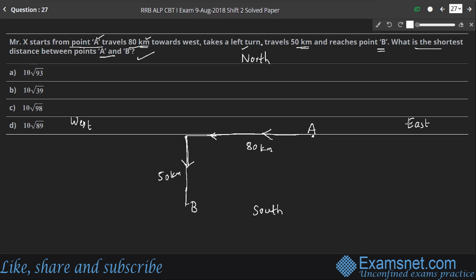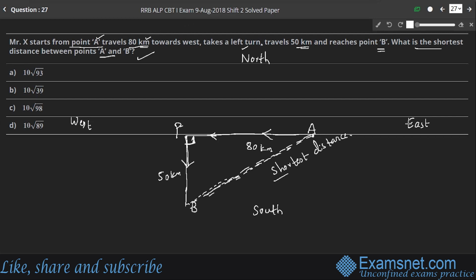So let us join A and B. This becomes the shortest distance, right? So because of the directions in which he has traveled, we have got a right angle here, right? The point where he stopped, at which we have a right angle. So using the Pythagoras theorem for the right angle, we can find the shortest distance.